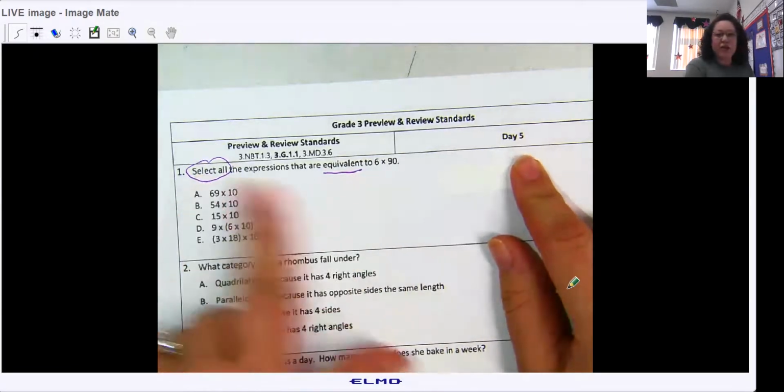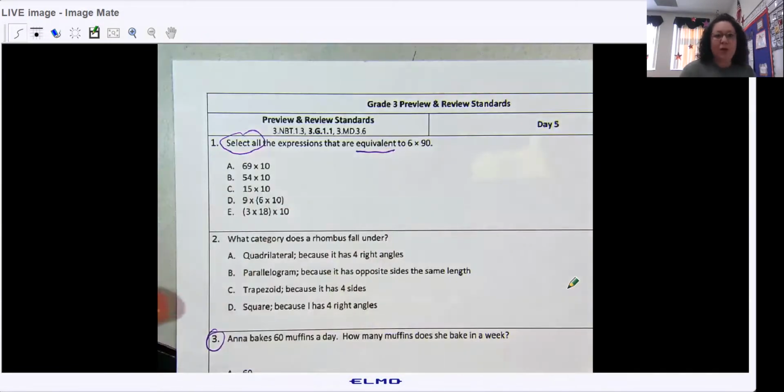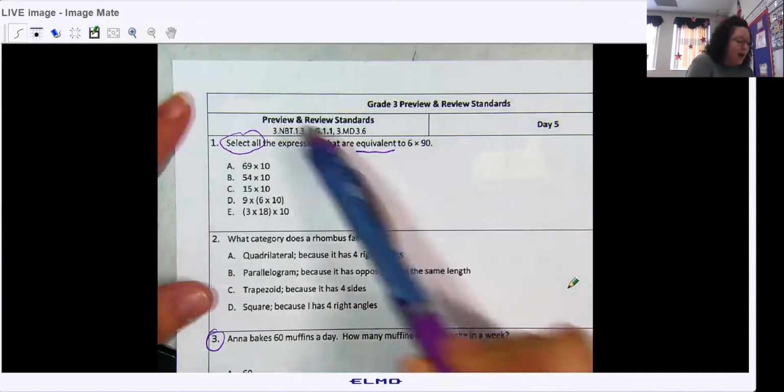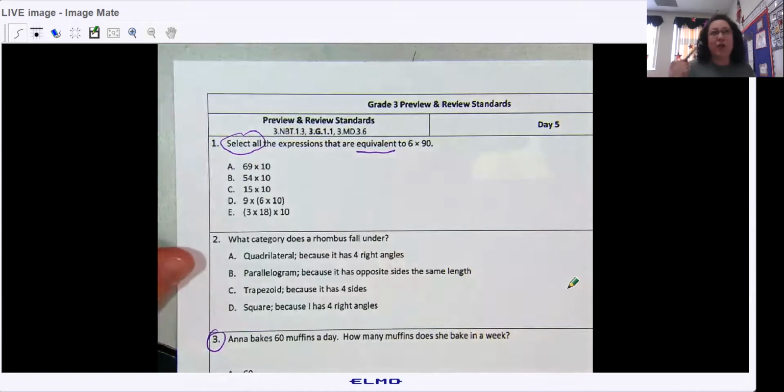I've already circled these for you, but let's talk about it. Number 1, select all. What does that mean? More than one answer, but never all of them. So when you see select all, always circle it so you remember, oh yeah, I need to do more than one problem. Or I have more than one answer, sorry.